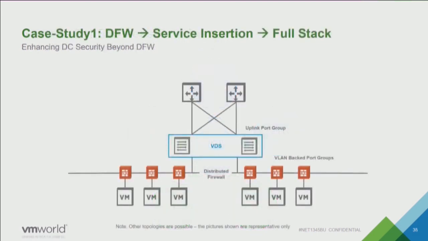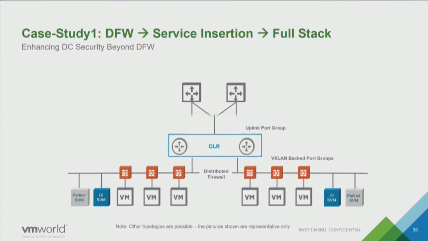The first one here is kind of the standard, starting off with our DFW and then moving into the full stack. So you can see here, we start off with virtual machines just running on a normal VDS, and we get our distributed firewall set up. We get our microsegmentation going. From there, we can expand out into the agentless AV. Okay, or really any of those network introspection services or guest introspection services, excuse me.